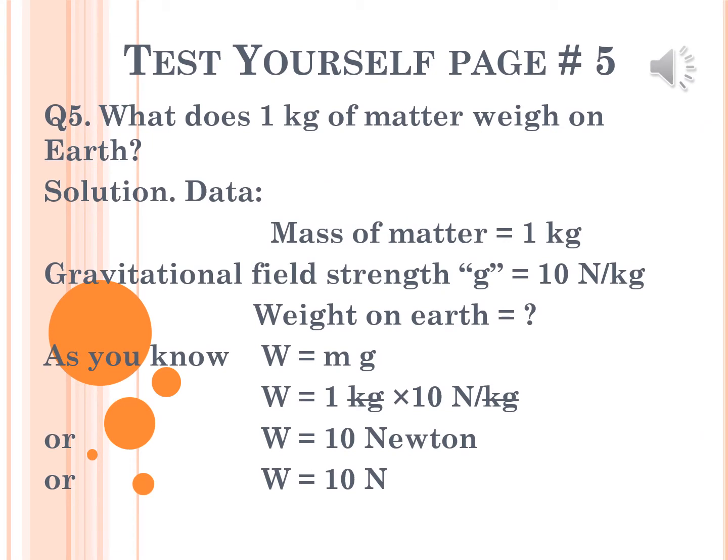Dear students, although question number 5 in this test yourself was your homework, I am going to solve that question here. Question number 5: What does 1 kilogram of matter weigh on Earth? Its solution is, mass of matter is equal to 1 kilogram. Gravitational field strength g is equal to 10 Newton per kilogram, and we are going to find the weight on Earth. As you know, W is equal to mg. W is equal to 1 multiplied by 10, or W is equal to 10 Newton, or W is equal to 10 N. Here we cancel kilogram and kilogram.